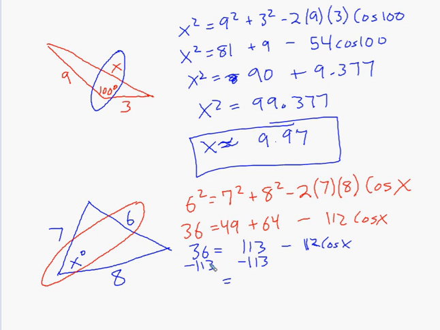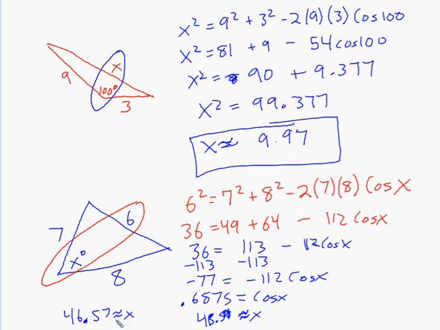It is okay to get a negative right here. Negative 77. So I have negative 77 equals negative 112 cosine x. Divide by negative 112. So 77 divided by 112, I get 0.6875 equals cosine x. That's nice. Now we take the inverse cosine, and we get approximately 46.5657. So 46.57 approximately degrees, because we're in degrees. Boom.